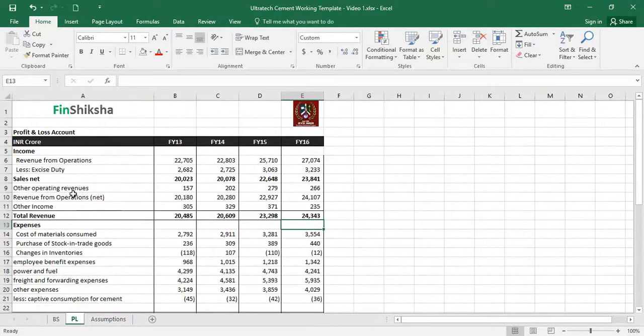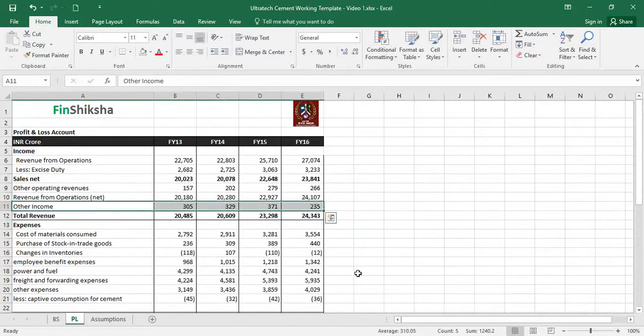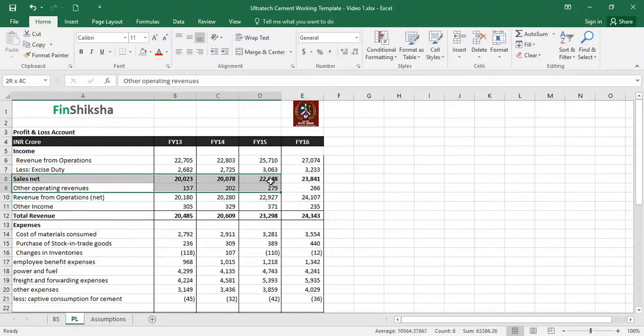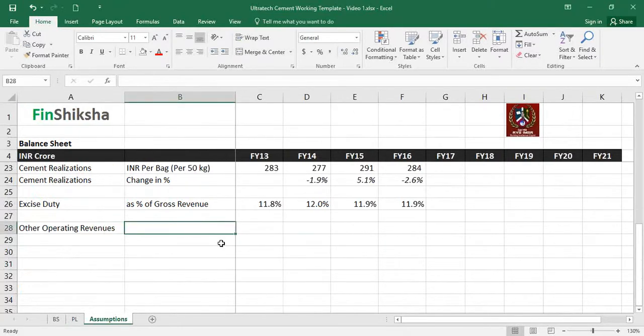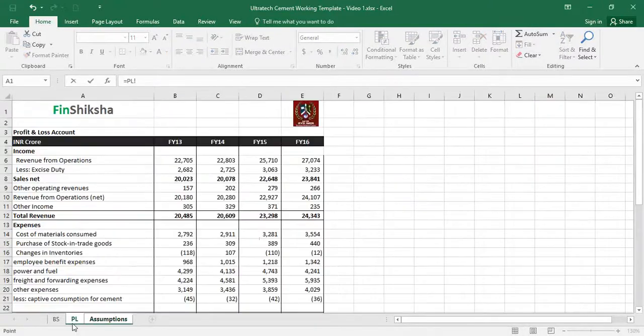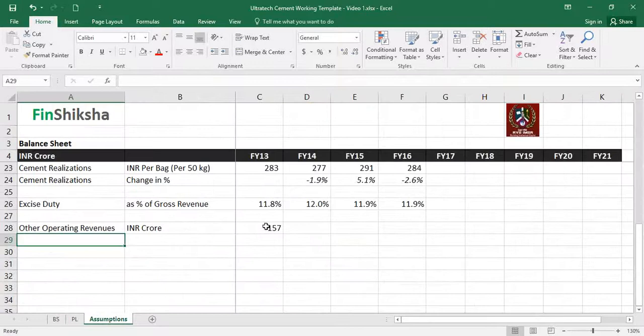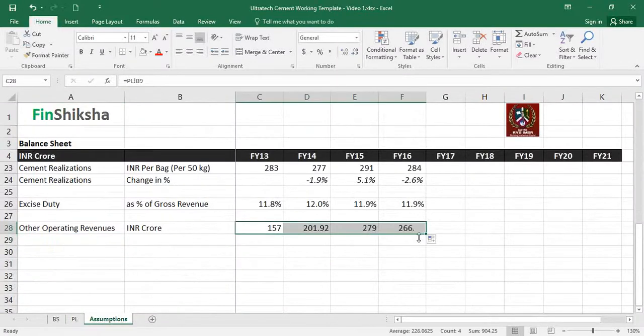Then if we go to the P&L, there are a couple of other items that are there. One is other operating revenues, and the next is other income. In valuations, we will ignore other income. We are only worried about other operating revenues, right? What is other operating revenues? Let's mark that, other operating revenues. Let's put that number here itself so that we can do calculations on that in a slightly easier manner. What do we mean by other operating revenues?